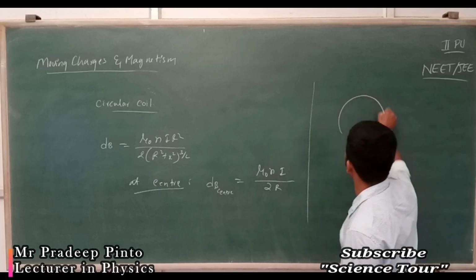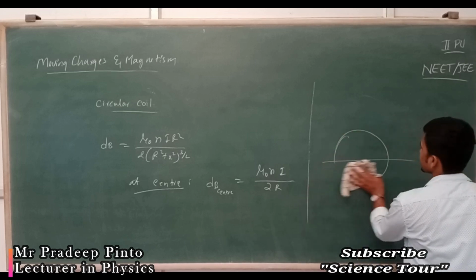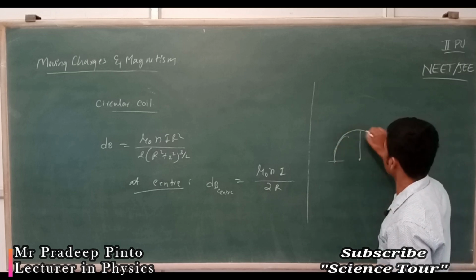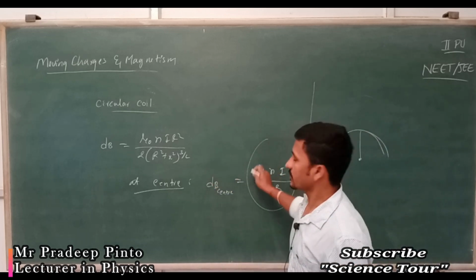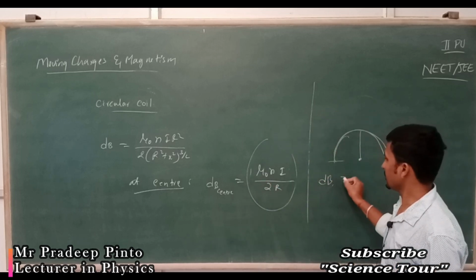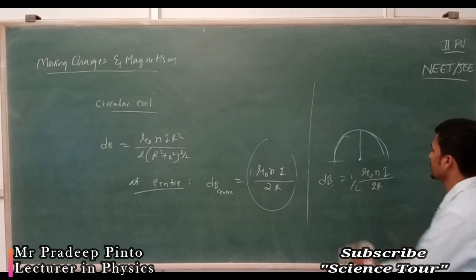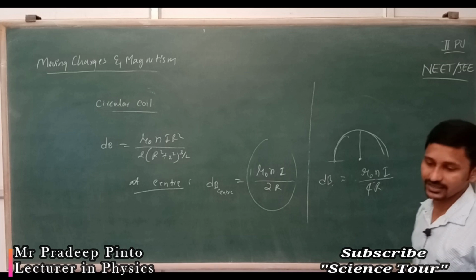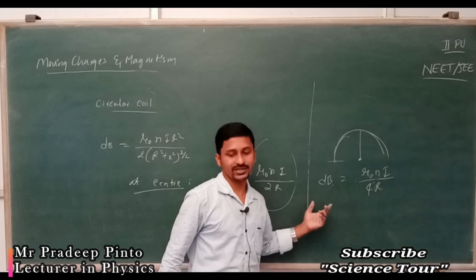Now I am going to give a continuous loop like this. Okay, I am going to cut it in this way. Okay, now this is the center. Now I am going to ask you, because of this loop, what is the magnetic field here? This was because of the full loop, no? Now because of the half, it must be half of this, no? dB for the half circle is nothing but mu naught n I divided by 2r, and half of that becomes mu naught n I by 4r, isn't it? That is important. So that you should remember, because different orientations they are going to ask.